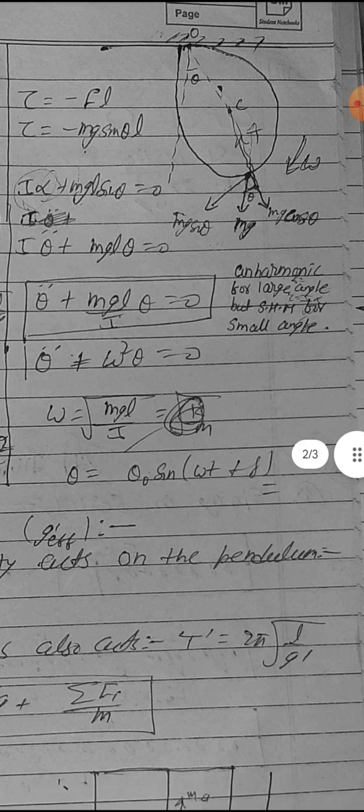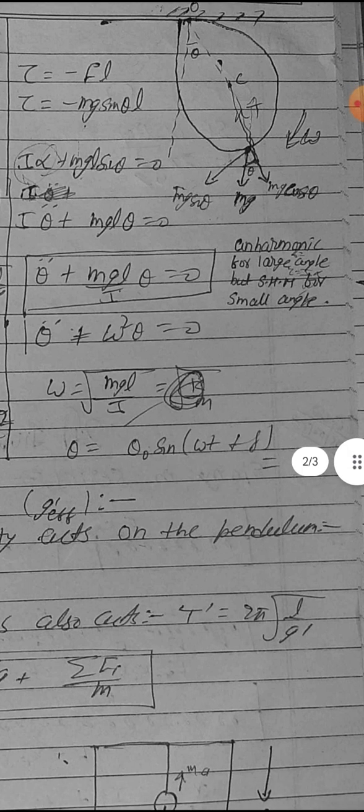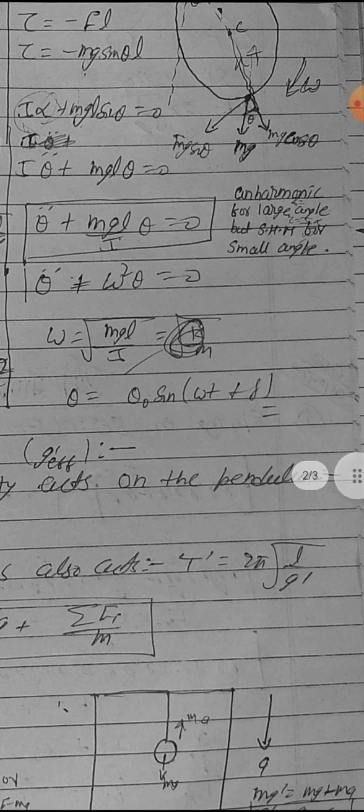Now can you write tau equal to I alpha, where alpha is the angular acceleration and I is the moment of inertia? So I alpha plus mgL sin theta equal to 0, and next we can write I theta double dot plus mgL theta equal to 0. From here we can write theta double dot plus mgL by I theta equal to 0. Now is this harmonic?